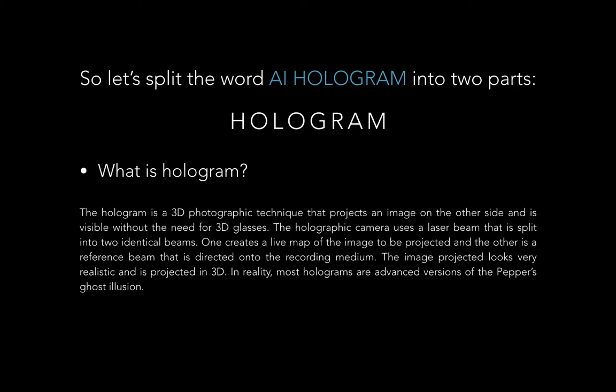The hologram is a 3D photograph technique that projects an image onto the other side and is visible without the need of 3D glass. The holographic camera uses a laser beam that is split into two identical beams. One creates a live map of the image to be projected, and the other is a reference beam that is directed onto the recording medium. The image projected looks very realistic and is projected in 3D. In reality, most holograms are an advanced version of the Pepper's ghost illusion. To realize the practical impact, let's see the next slide.